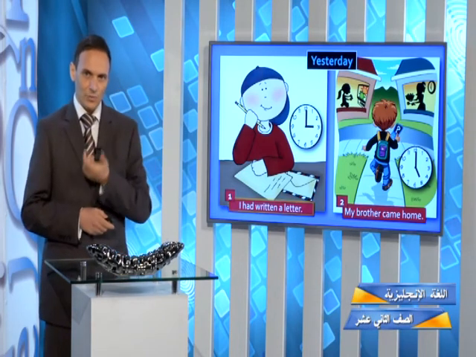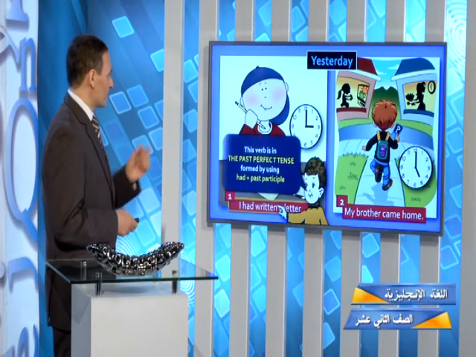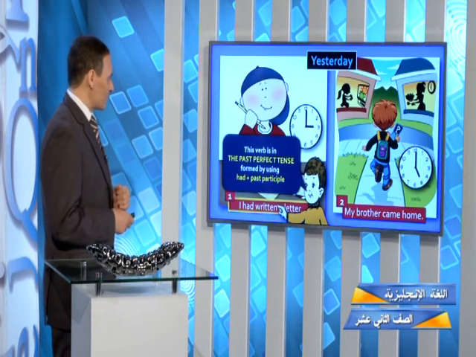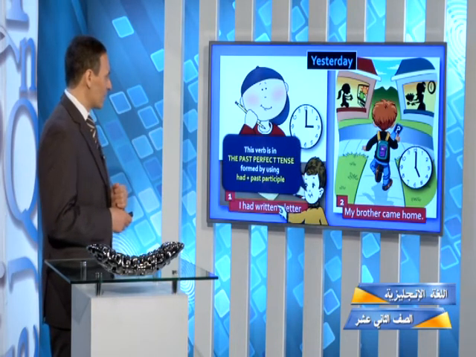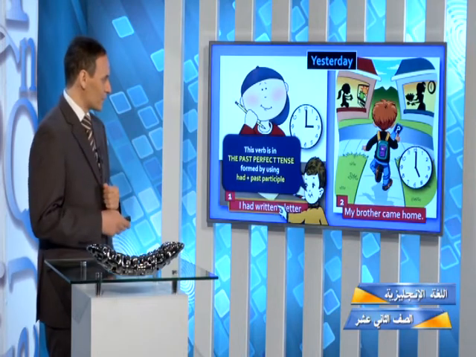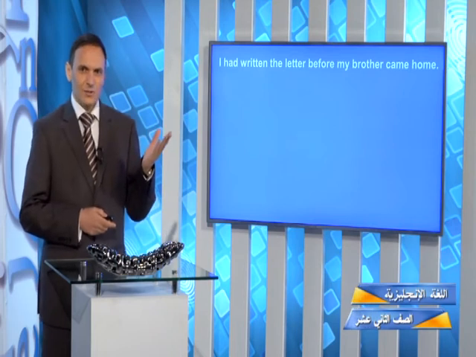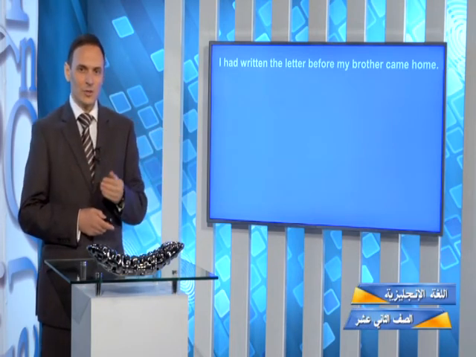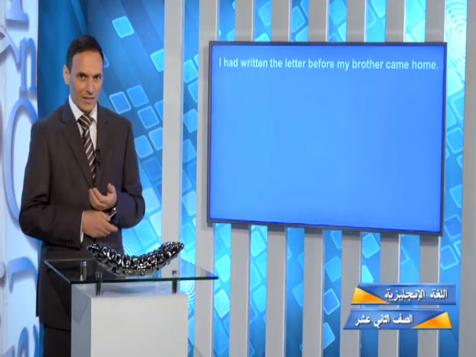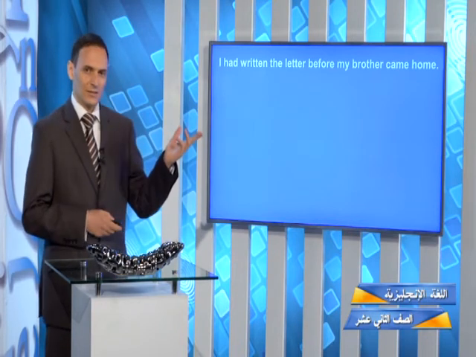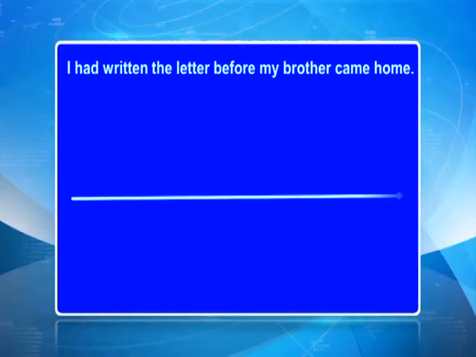I had written a letter. This verb is in the past perfect tense, and it's formed by using had plus the past participle. Okay. Now, it's very easy to understand sentences by using what we call a timeline. It is a chronological line in which we put all the actions in a linear way, according to when they happened.